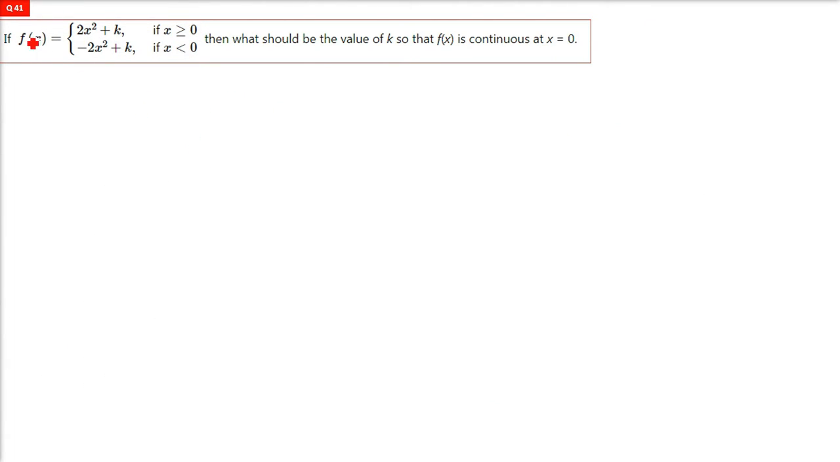Next one is, see, both the functions are almost same for x greater than or equal to 0 and x less than 0. They are almost similar, but there is a negative sign also. For this, we have to check at x equals 0. So 2x square plus k when x is greater than or equal to 0. So when we go on the right hand side, it will be 2x square plus k. When we go to the left hand side, it is going to be minus 2x square plus k. These are the two functions you have to use. What should be the value of k so that f(x) is continuous at x equals 0?